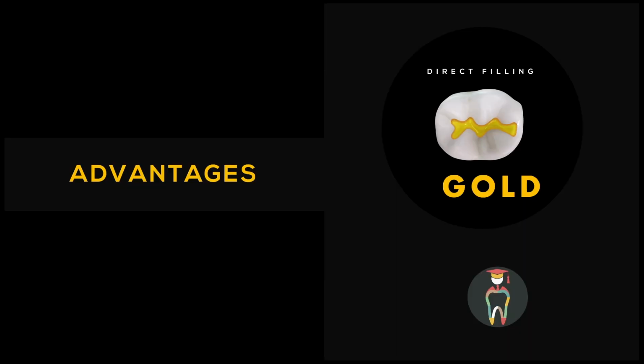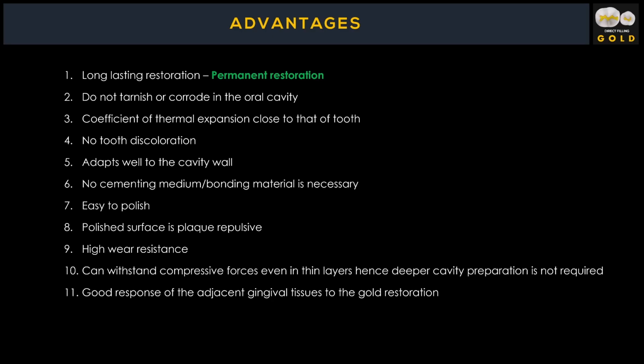Direct filling gold restorations have so many advantages. That includes, one, it is a permanent restorative material. It does not tarnish or corrode in the oral cavity. The coefficient of thermal expansion of direct filling gold is close to that of the tooth, and there will be no tooth discoloration. Amalgam will cause tooth discoloration, but gold will never cause tooth discoloration.